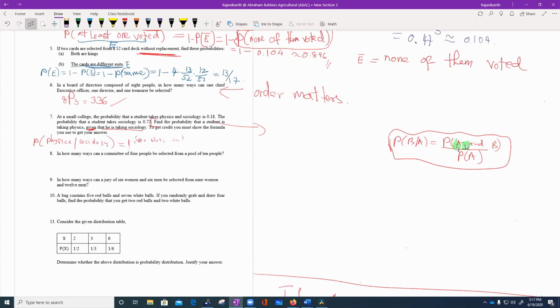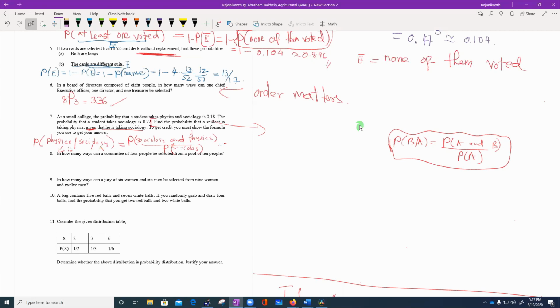and physics. Then this all divided by the probability of A. A is now what? My event A is sociology. Okay. So this is my event B and this is my event A. So now simplifying these answers. So what is the probability of sociology and physics?